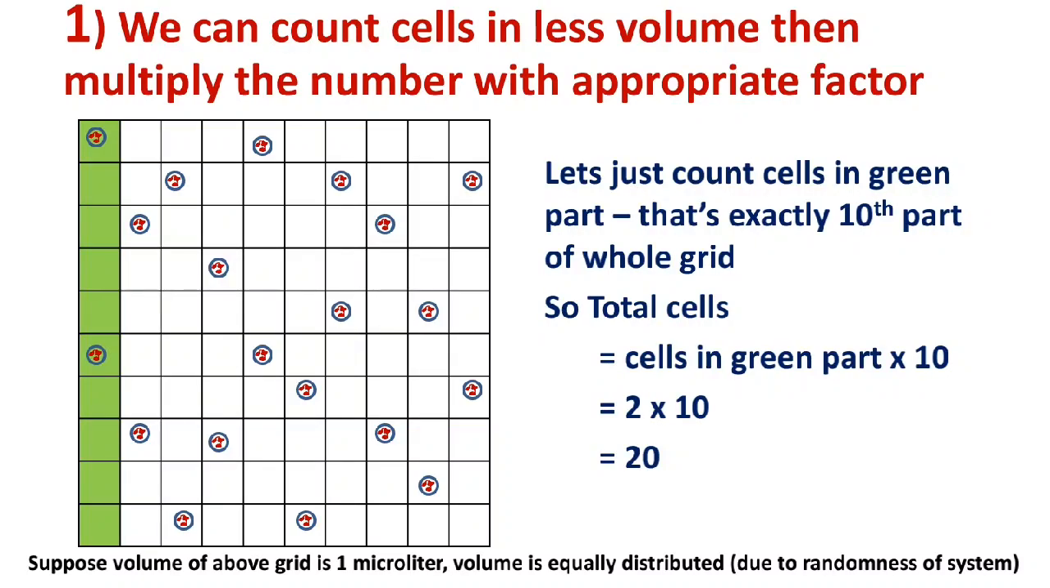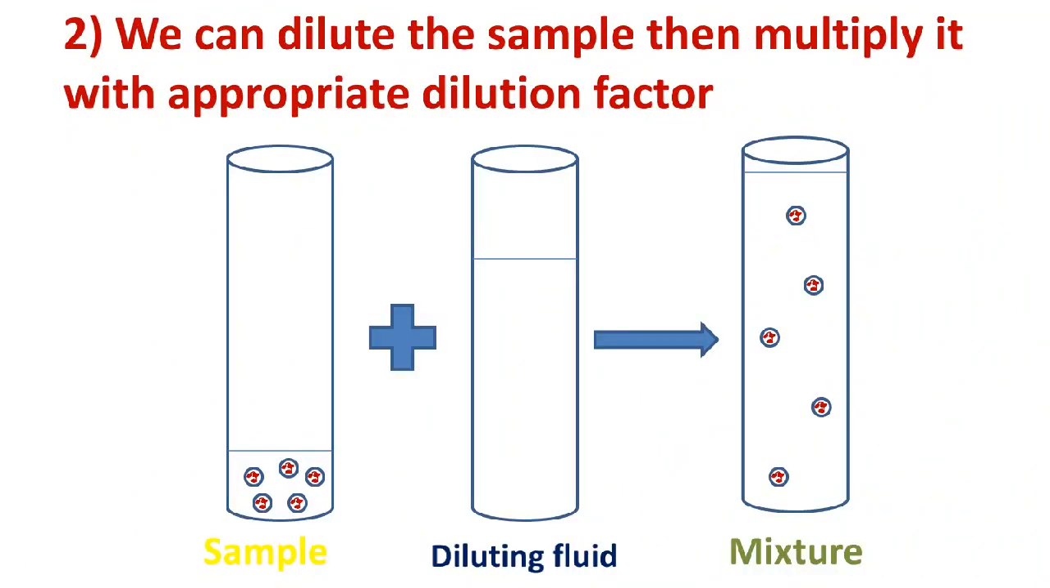First, we can count cells in less volume, then multiply it with an appropriate factor, for example, count in 0.1 microliter volume and multiply it with 10. Second, we can dilute the sample and multiply it with the appropriate dilution factor. Because of these two things, our work will be reduced significantly. Now for the cell count using a hemocytometer, we require two main things. First, volume of a counting chamber, and second, dilution factor.